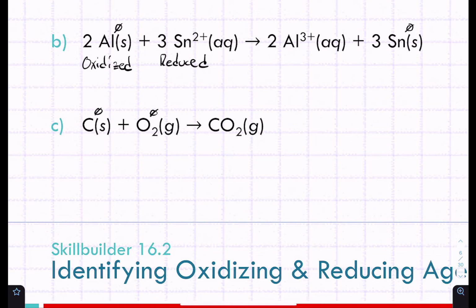The other thing to know about redox reactions, oxidation reduction, is that something reacting with oxygen is being oxidized, which is why it's called that. So here, carbon is reacting with oxygen, so carbon is being oxidized. We're adding oxygen to it. And the oxygen is being reduced.